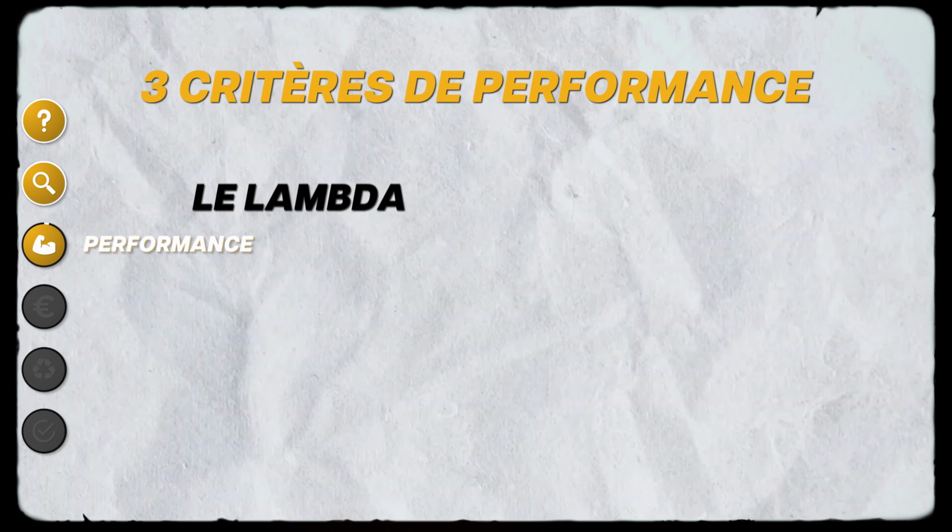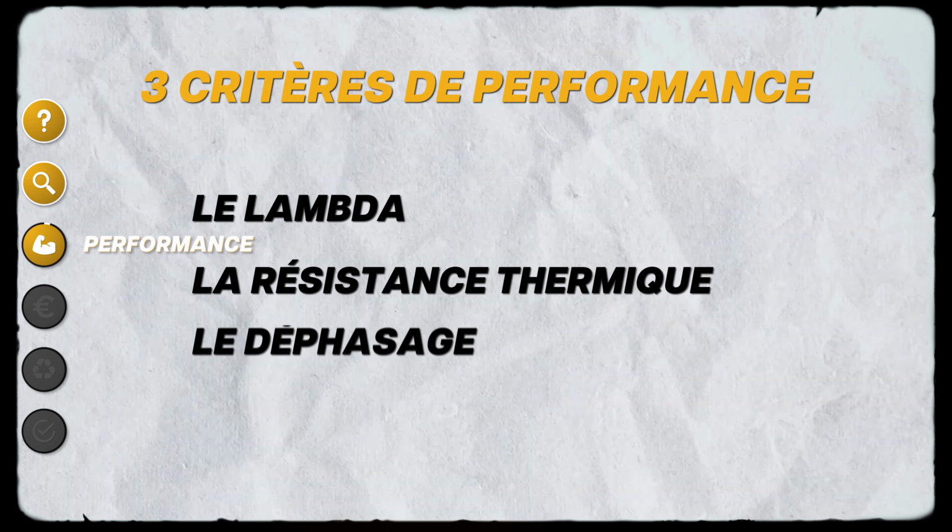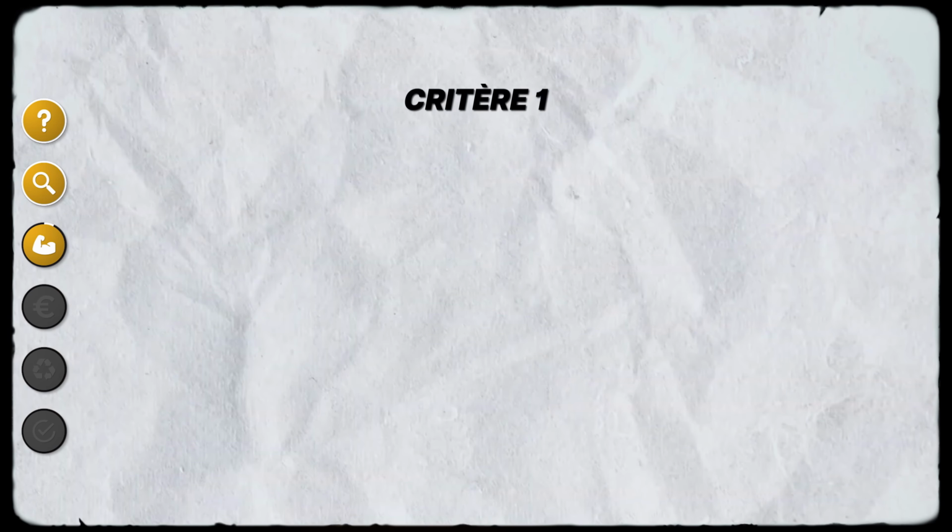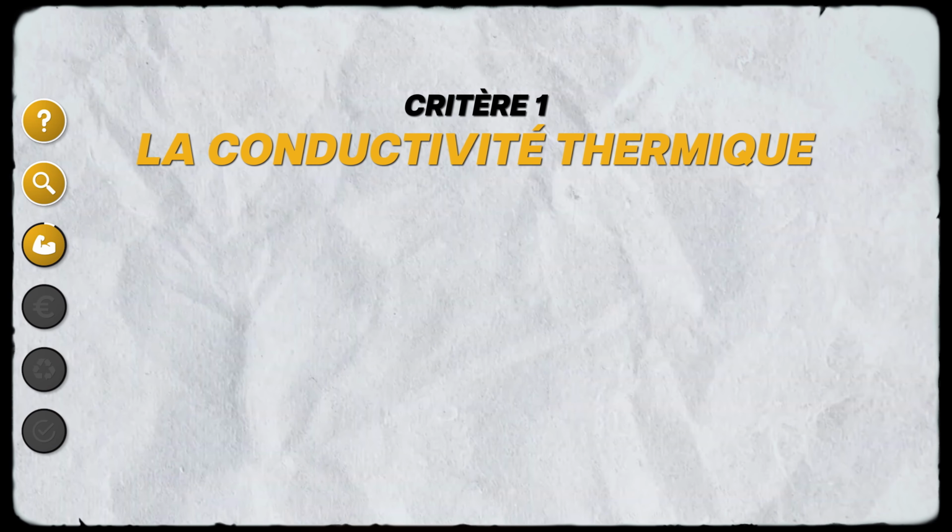When I say the most efficient, I mean the one that insulates best against cold or heat. We'll examine 3 criteria: lambda, thermal resistance, and time lag. Please keep in mind that the numbers I'm going to give you may vary depending on the brands of insulation you buy. First criterion: thermal conductivity, also called lambda. Lower numbers mean better insulation efficiency.